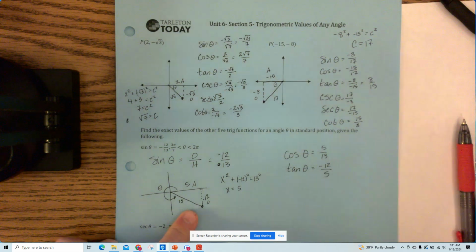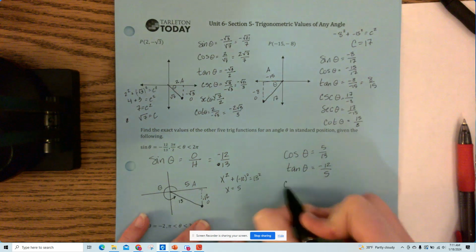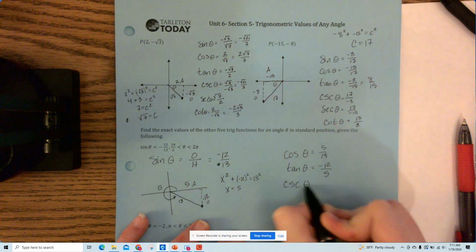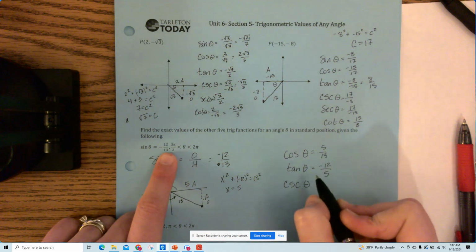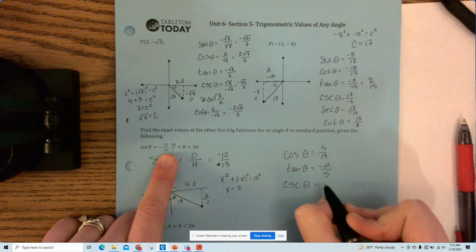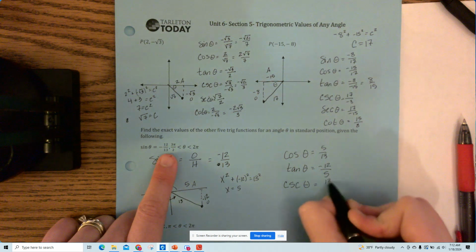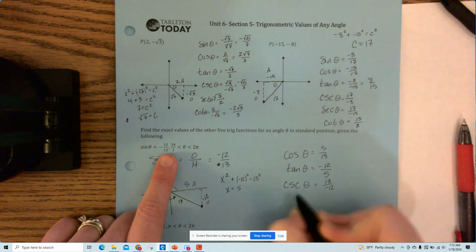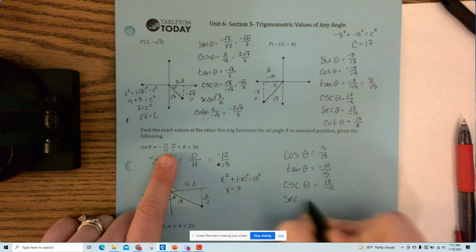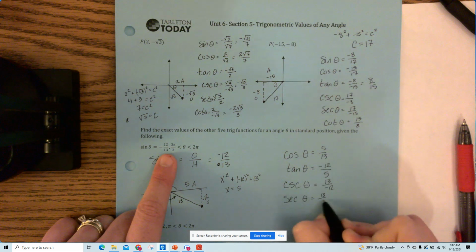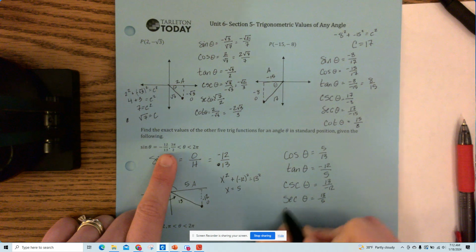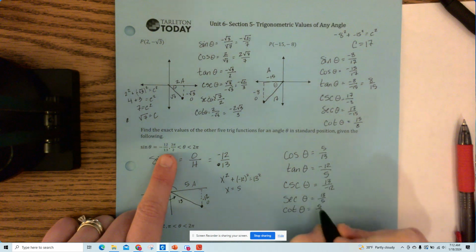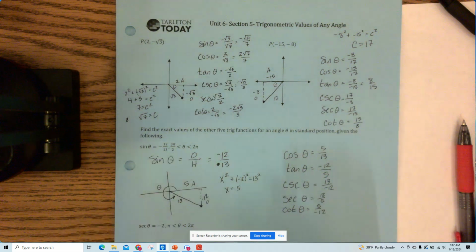And then again, we can just flip these. So cosecant, we would just flip this ratio here. It would be 13 over negative 12. Secant of an angle, we would just flip this one, would be 13 over 5. And then cotangent of the angle would just be 5 over negative 12.